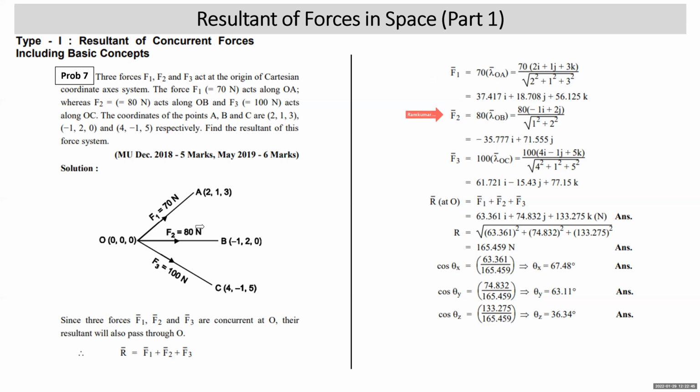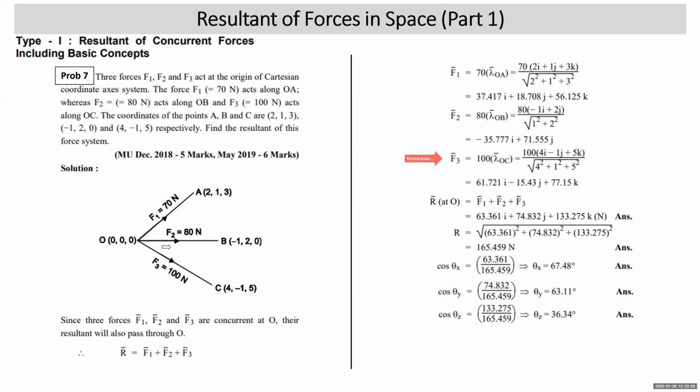F2 bar will be 80 into lambda OB. Lambda OB will be B minus O: minus 1 minus 0, minus 1i; 2 minus 0, plus 2j; and 0 minus 0, 0. So it comes out to be minus 1i plus 2j, divided by its mod, and you get F2.